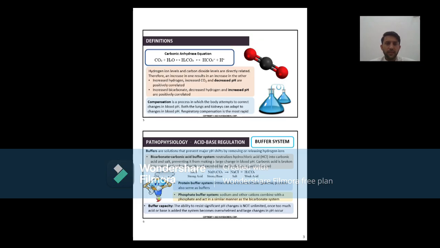Buffer capacity, the ability to resist change in the pH, is not unlimited. Once too much acid or base is added, the buffer becomes overwhelmed and a change in the pH occurs, because it is a slow process and it takes time to compensate. For example, with sodium bicarbonate, the kidney helps to absorb or excrete it in the urine to neutralize the acid.